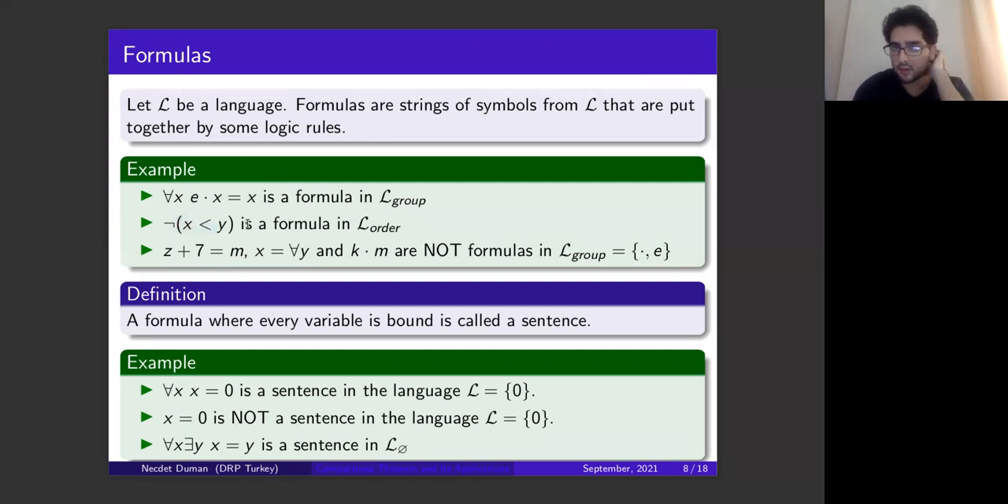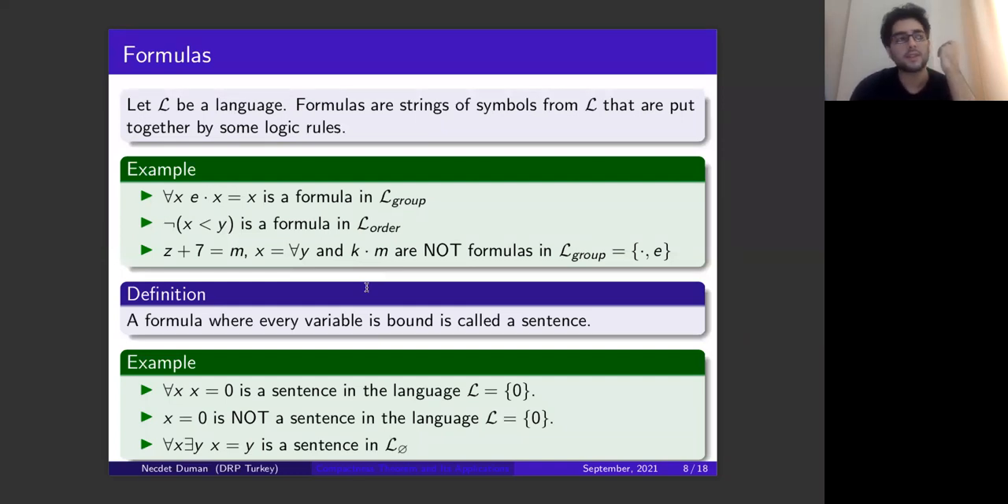The second guy is also a formula. It uses symbols from ordered language, and it fits the logic rules. So it is a formula. And these three are not formulas in the group language because the first guy has some symbols which are not in group language, and the other guys do not adhere to the logic rules. So those rules and how to define formulas properly, you can find them in any model theory textbook. They're most of the time done recursively. So I won't really give them, but you can find them easily.